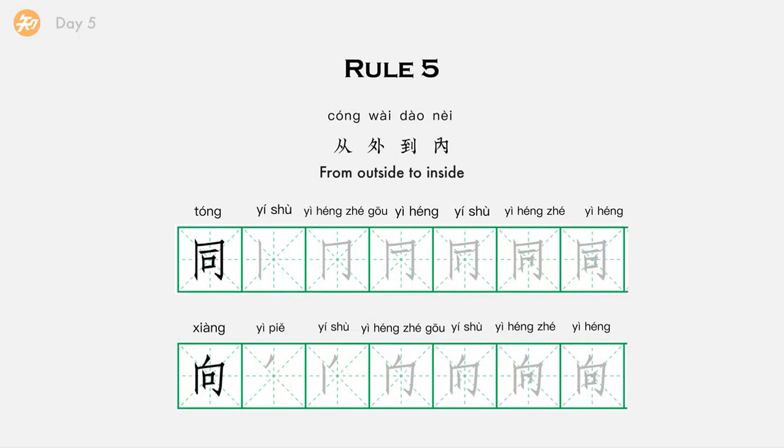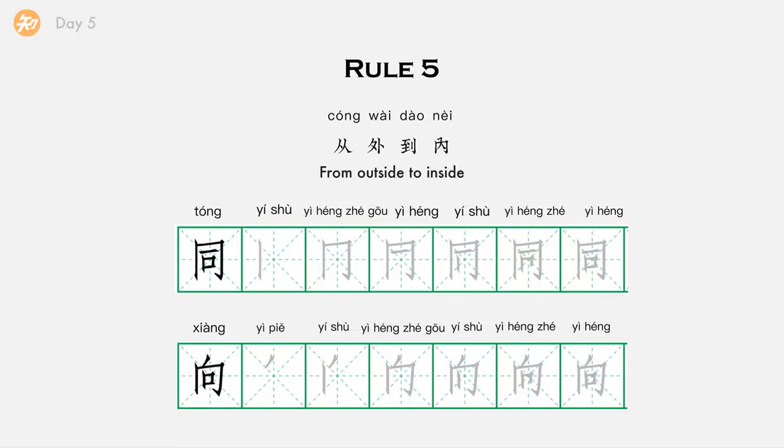From outside to inside. 从外到内。外 means outside. 内 means inside. In this order, we write the outside first, then the inside. The first example is called 同, which means the same. Now, let's take a look at the strokes order. 一竖，一横折钩，一横，一竖，一横折，一横。The next example is 向, which means toward.